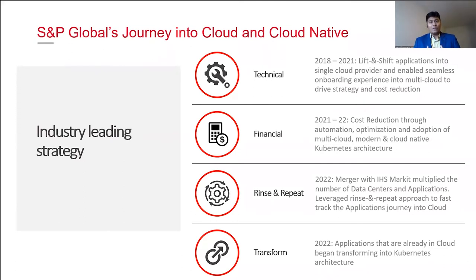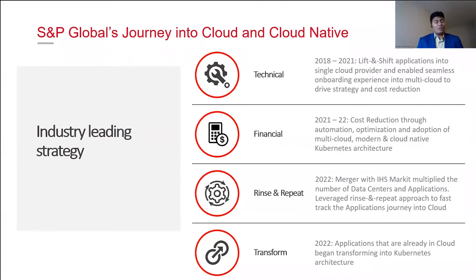And that led into the further conversation about how we operate financially very well. The effort started off about cost reduction, and there are several initiatives that we put in place around cost reduction by automating the environment, optimizing the environment, as well as adopting multi-cloud capabilities, and more importantly, deploying a more modern, cloud-native Kubernetes architecture that can reduce the cost, that can make our infrastructure and applications very nimble so that we can take the benefit of the overall cloud.